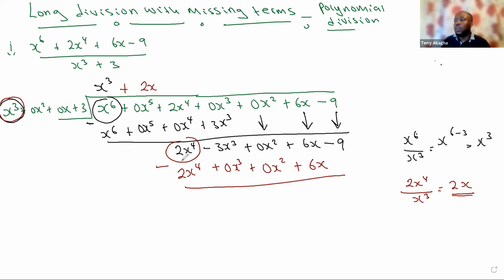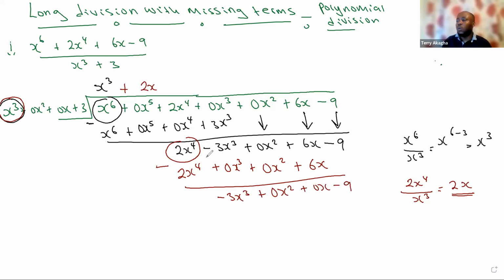Minus 3 minus 0 gives you minus 3x cubed. 0 minus 0 gives you 0x squared. 6 minus 6 gives you 0x, and minus 9.